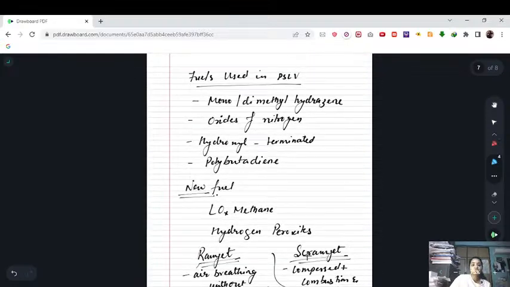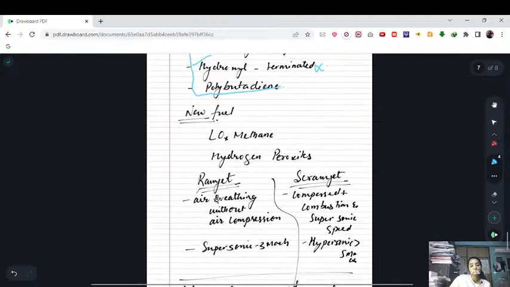Now you should also know what the types of fuels used in PSLV are: mono dimethyl hydrazine, oxides of nitrogen, hydroxyl, this one is no more in use, it is terminated, and polybutadiene. This can be asked in an MCQ. Mono dimethyl hydrazine, oxides of nitrogen, what are these? These are fuels used in PSLV. Now new types of fuels are being experimented with by ISRO, which are liquid oxygen methane and hydrogen peroxide.